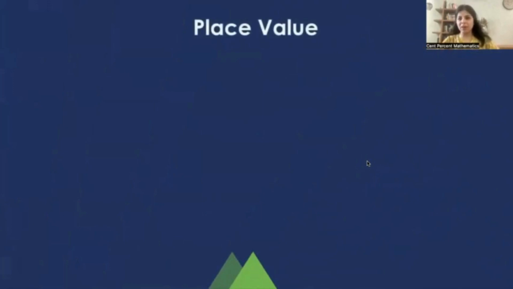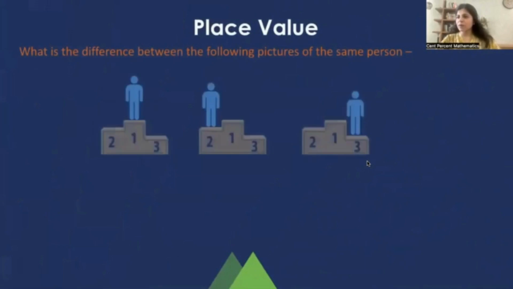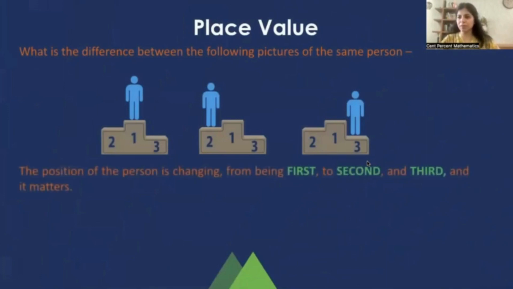Now, what is the place value? Let us visualize this and find out the difference between the place value and the face value. Can you see the difference between the following pictures of the same person? I'm sure you can make it out that in the first picture, the person is standing on the first position. In the second picture, he's standing on the second position. And in the third picture, he's standing on the third position.